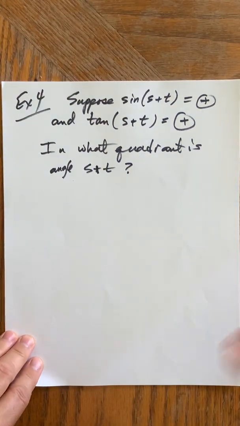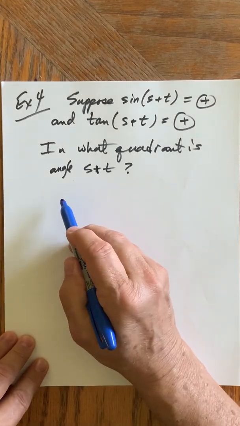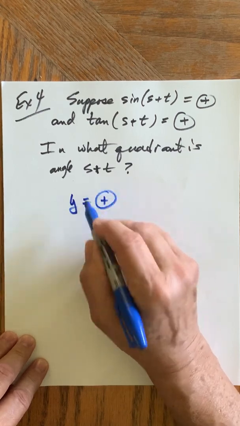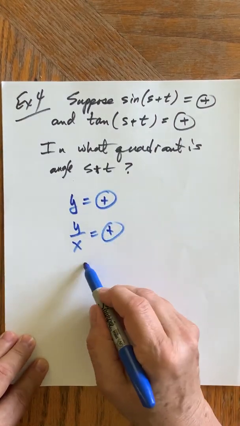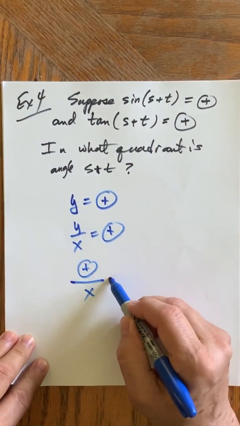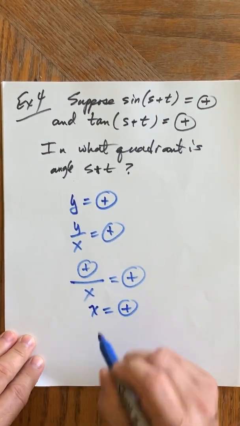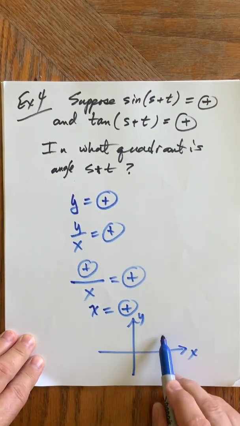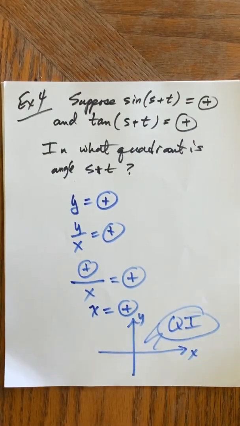You can pause, redo these, that kind of thing. Go ahead and work with this one. Here, sine is positive. That means the y coordinate is positive. And then the tangent, which is y over x, the ratio, is positive. So if y is positive over some x, and you get a positive ratio, that means x also has to be positive. So here x is positive, y is also positive. I'm in here, quadrant 1.